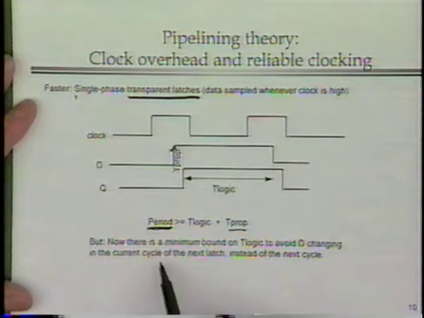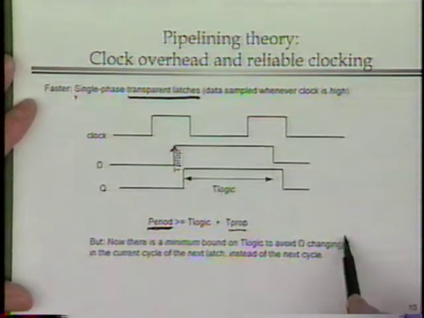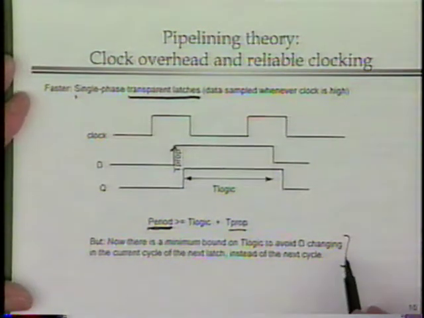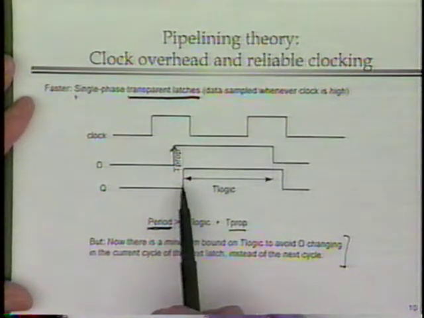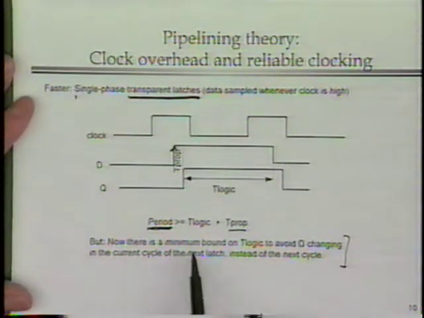Now, one of the things that causes this to be a bit of a problem is that now not only is there a delay on how slow our logic can be, but there's also a delay on how fast our logic can be.